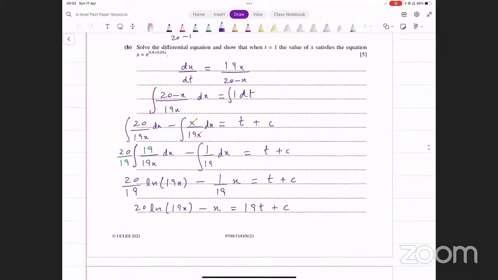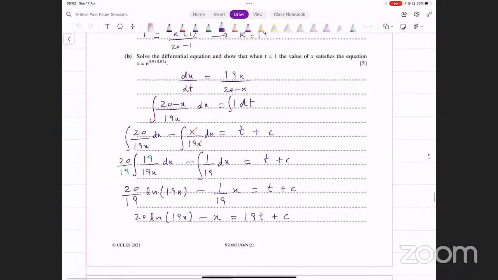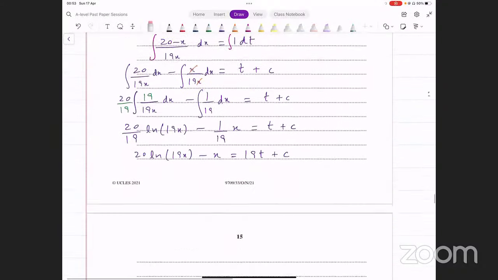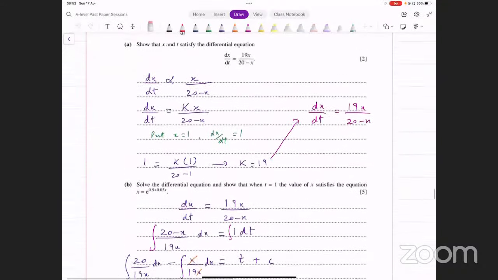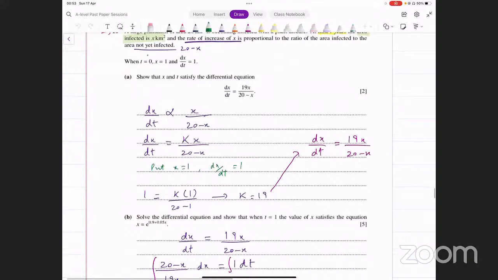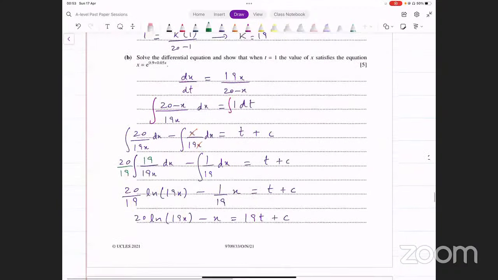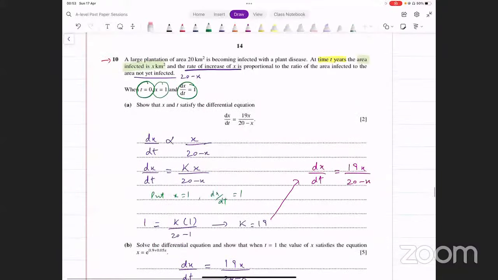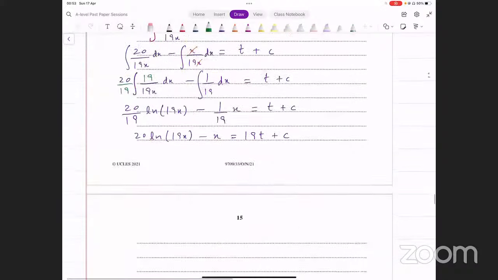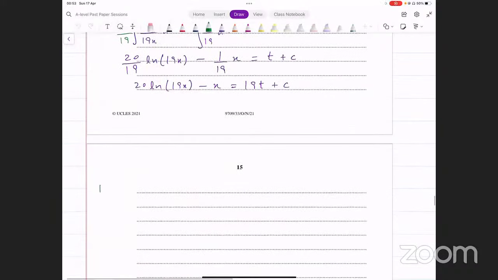हमें शो करना है कि जब t की वैल्यू 1 है तो x equals this thing. अच्छा, पहले तो c फाइंड करना पड़ेगा. c कैसे फाइंड करें? Do we have any information for this? We know that when t equals 0, dx over dt equals 1 and x equals 1. अच्छा, when t equals 0, x equals 1. ये इनपुट कर देते हैं. t equals 0 and x equals 1. Let's input that there.